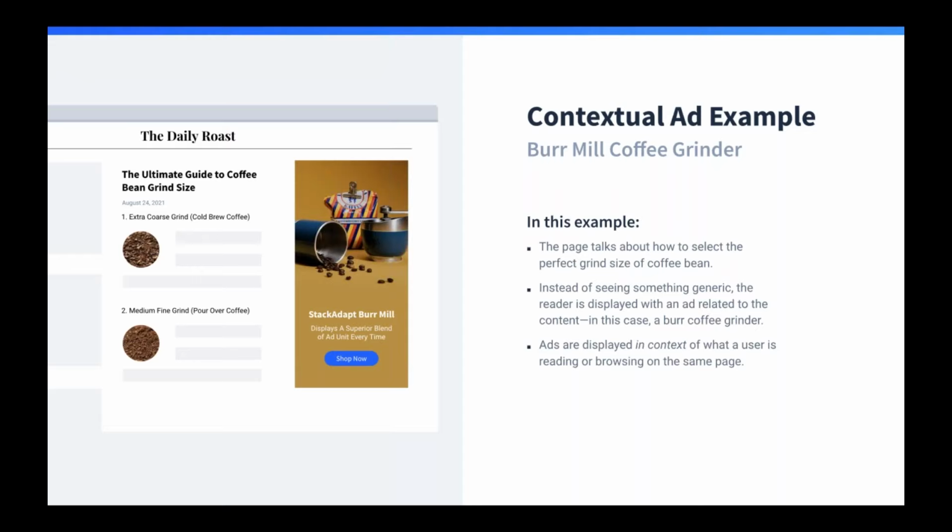In this instance, with contextual advertising, you could be served with an ad for the perfect burr grinder and how it enhances the flavor of the same coffee bean that you're researching on the page that you're currently viewing.